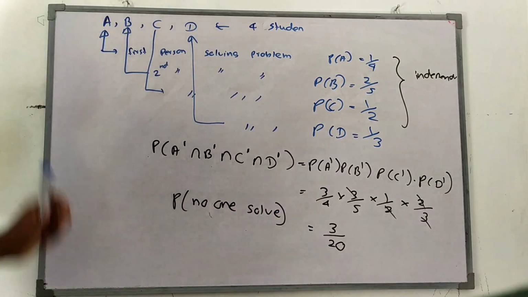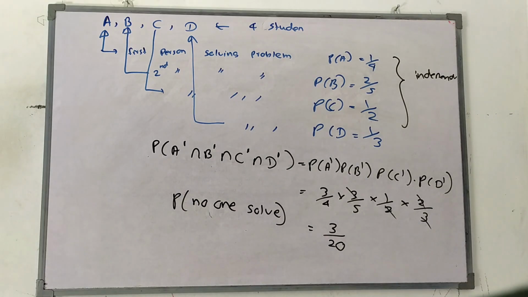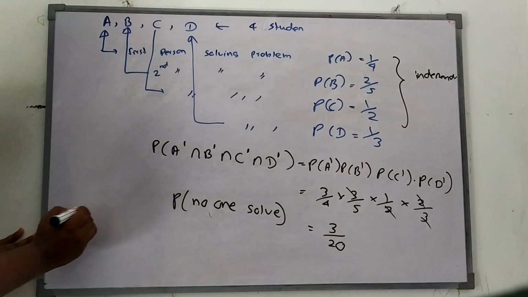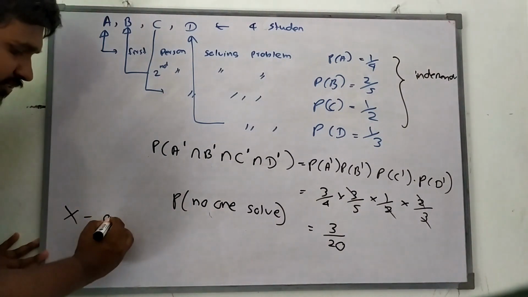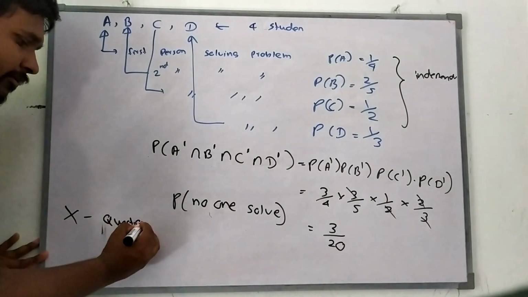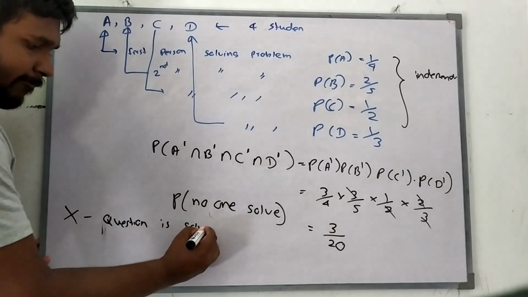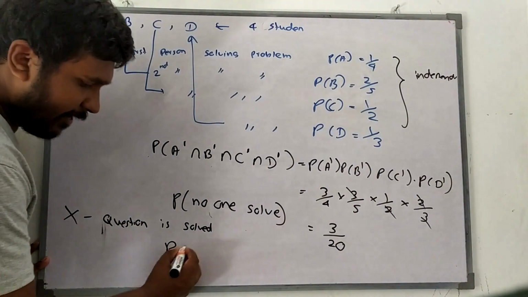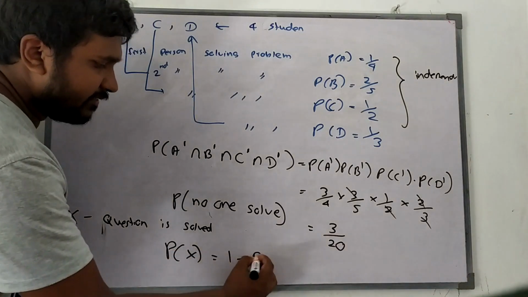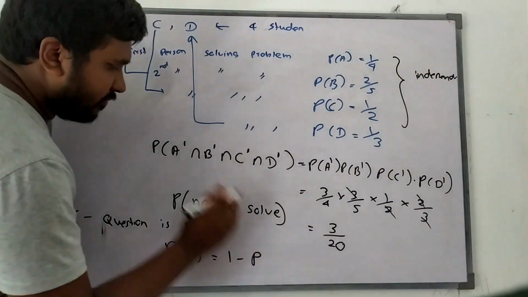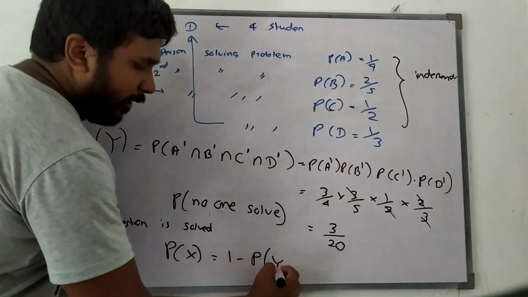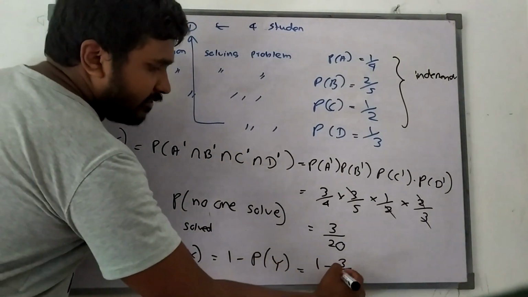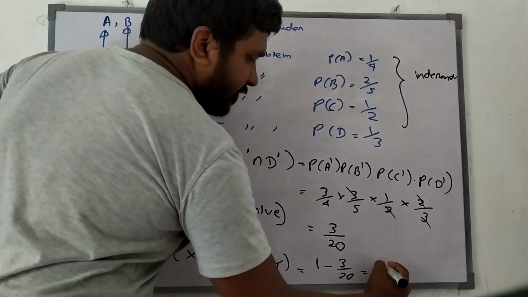Now we need to find the probability that the question is solved, meaning anyone can solve it. Then P(X) is 1 minus this one. So 1 minus 3 over 20 is 17 over 20.